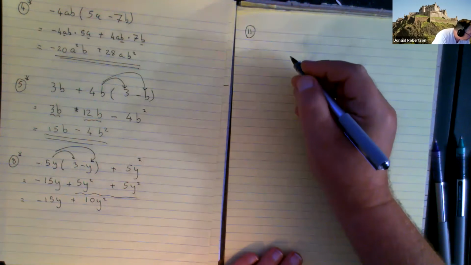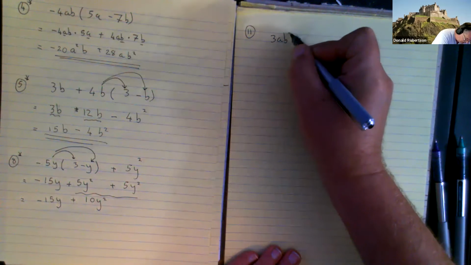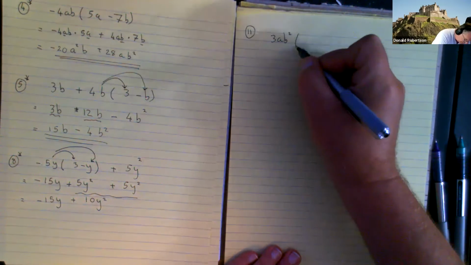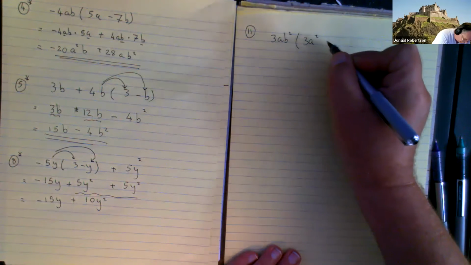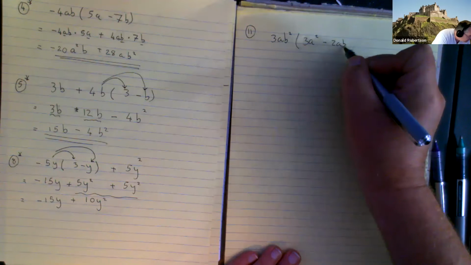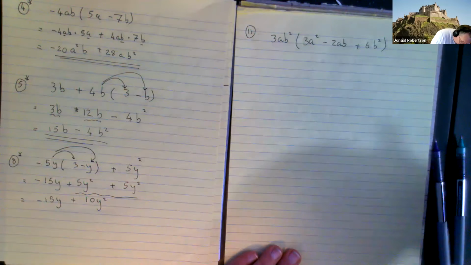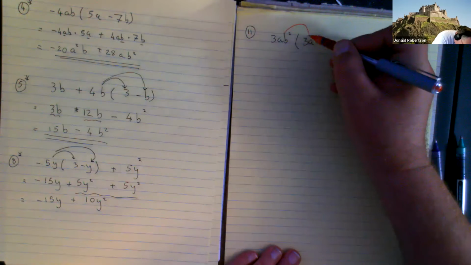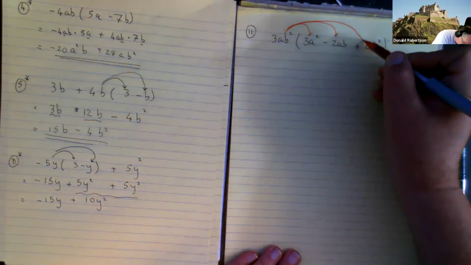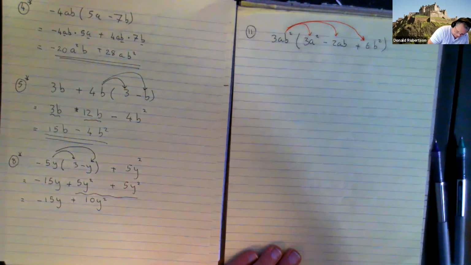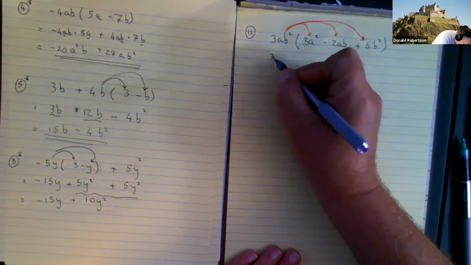We're still using the distributive law, but in question 11, what we're dealing with is two variables, a and b, in this case 3ab squared, and then in the brackets, 3a squared, negative 2ab, plus 6b squared. Now, according to the distributive law, I'm going to do those two multiplied, and then lastly, those two multiplied.